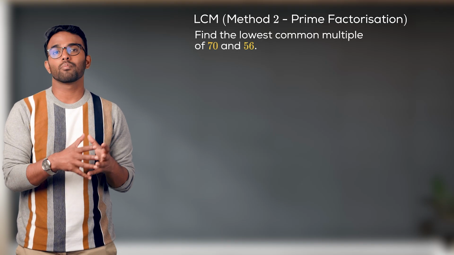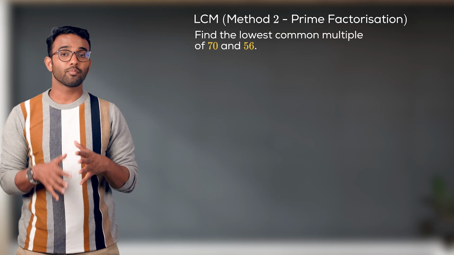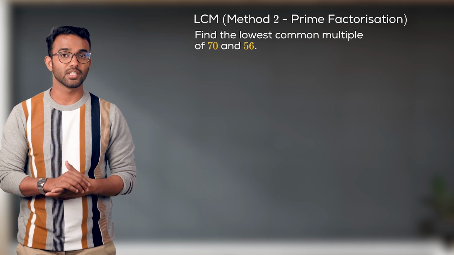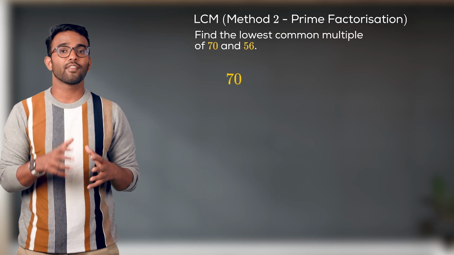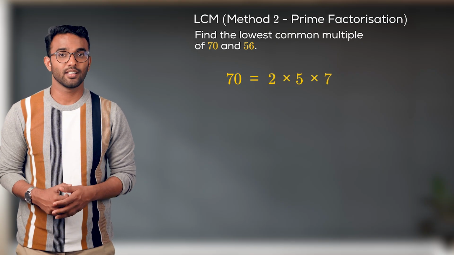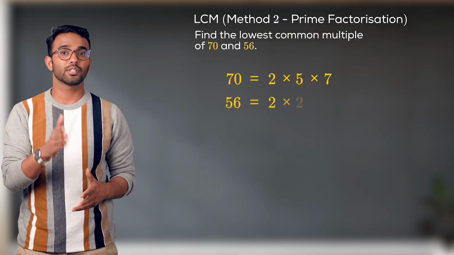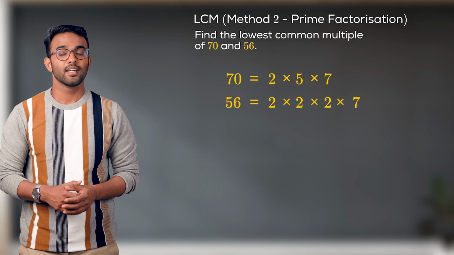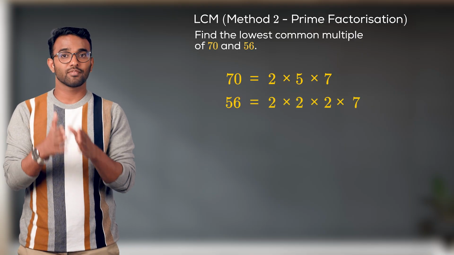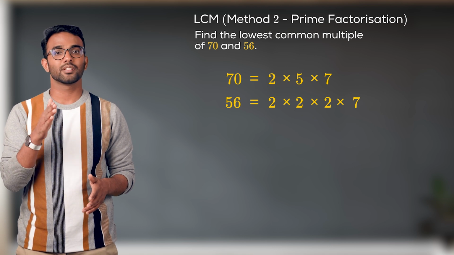Find the lowest common multiple of 70 and 56. So first, we will have to prime factorize both these numbers. 70 can be prime factorized like this with 2, 5 and 7. 56 can be prime factorized like this with 2 times 2 times 2 times 7. So 70 equals 2 times 5 times 7 and 56 equals 2 times 2 times 2 times 7.